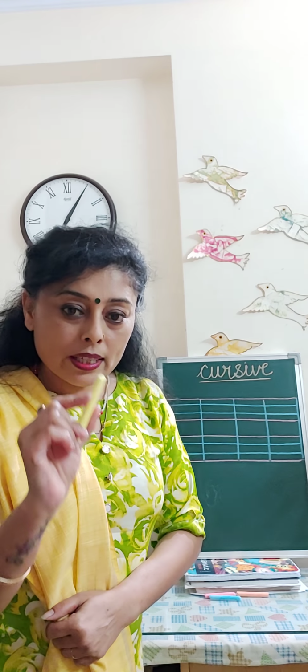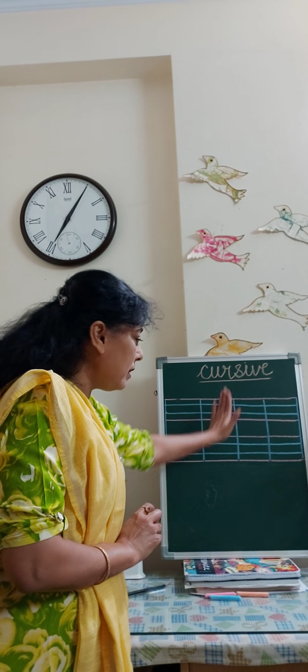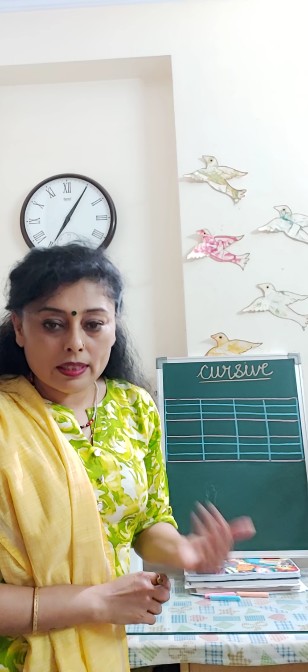So the first letter which I am going to teach you today is U. U for umbrella. Now see, I am writing it with the help of a chalk. But after that, I'll teach you how to write with the help of a pencil in the notebook. Always start the writing of the letter from the corner of the line. You will always get these lines drawn in your copy when I teach you how to write the cursive letter.